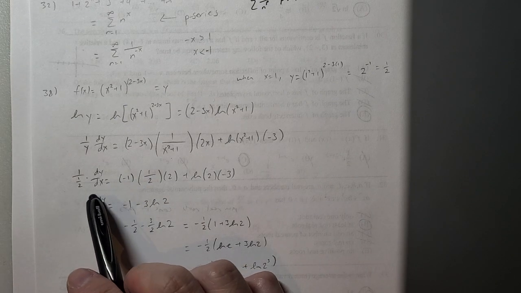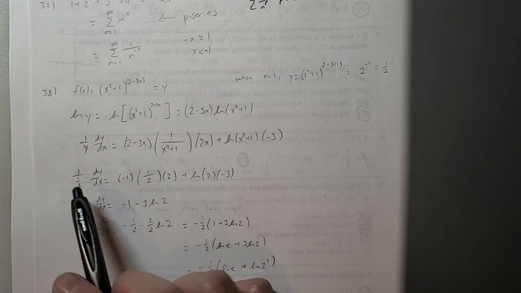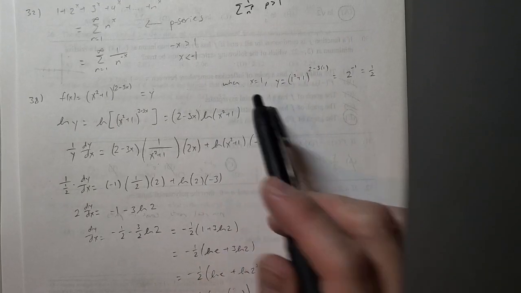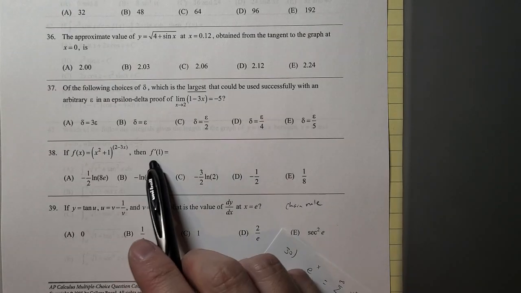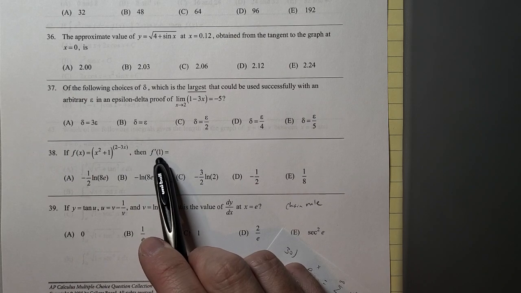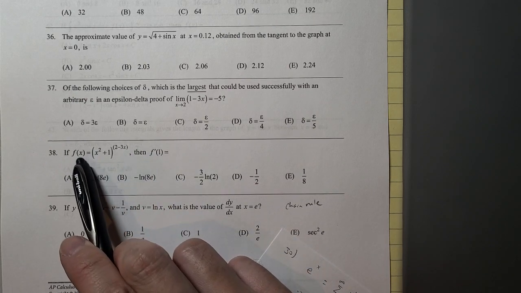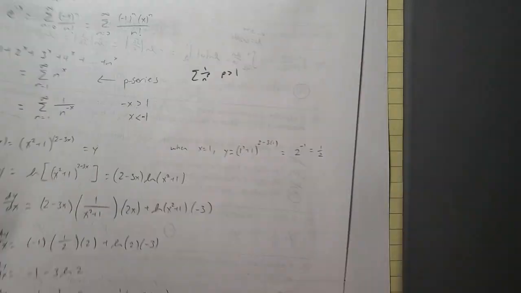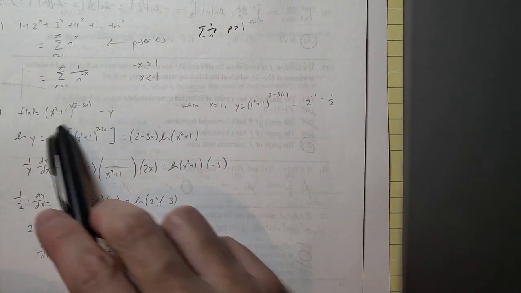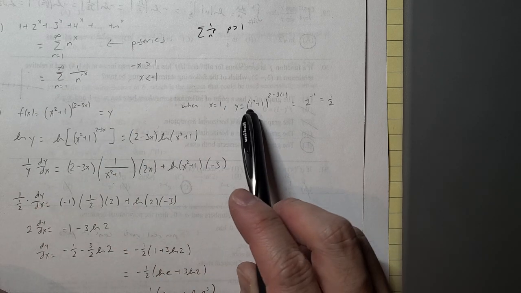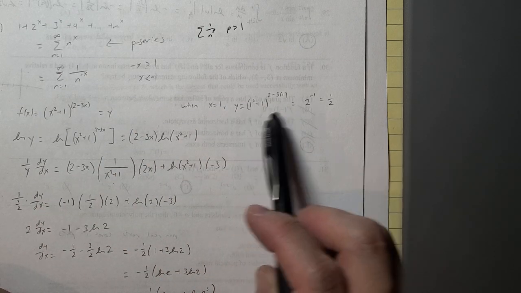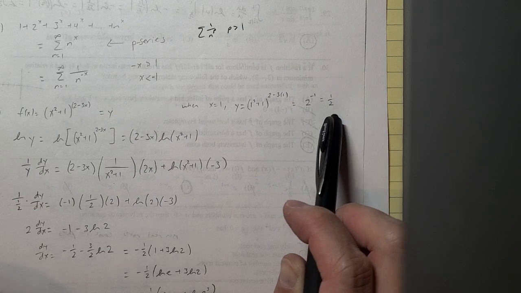I just started plugging in numbers to make my life easier, to simplify stuff. So we want f prime of 1. So when x is 1, what's f of 1? What's the y value in the original function? Okay, so we just plug in 1 over here. So it'll be 1 squared plus 1 to the 2 minus 3 times 1 power. That's just 2 to negative 1, which is half.